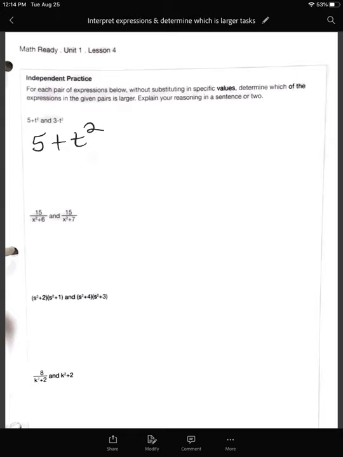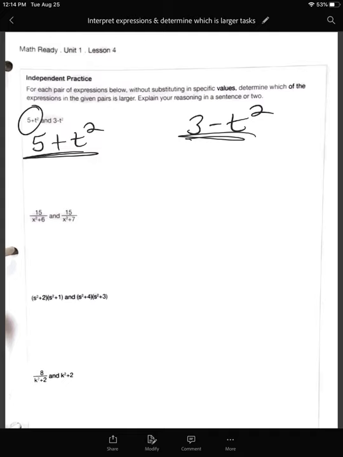Now let's look at the second expression, 3 minus t squared. Well, let's say you have $3. You're subtracting that same t squared from $3. Well, obviously, the larger would be the 5 plus t squared, because again, if you have $5 and you're adding to it, it's going to be more than $5. And if you have $3 and you're subtracting from it, it's going to be less than 3. So the first expression will always be larger. And that is the reasoning you could use.